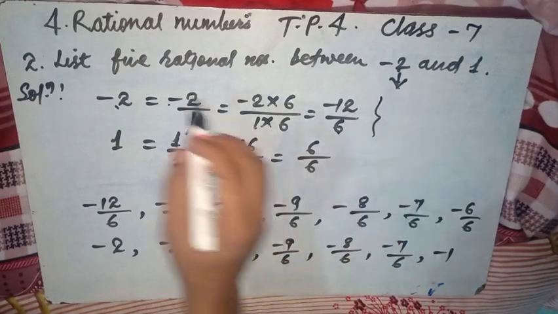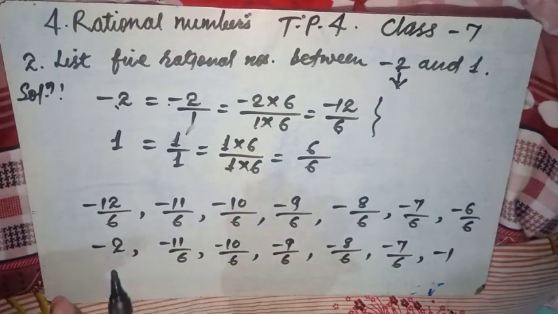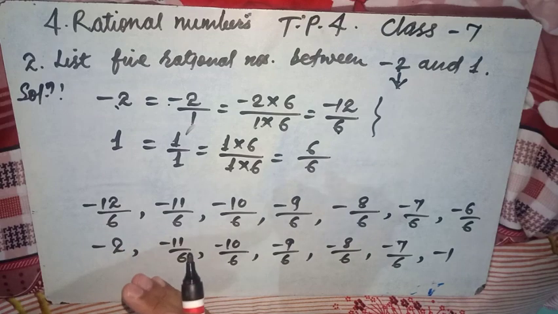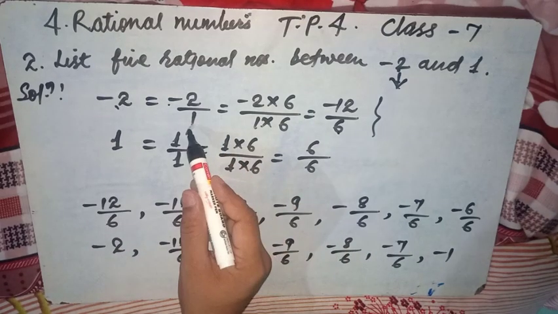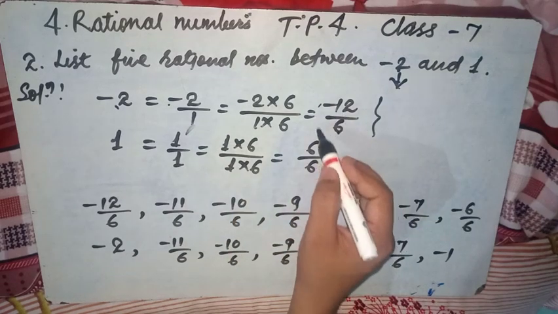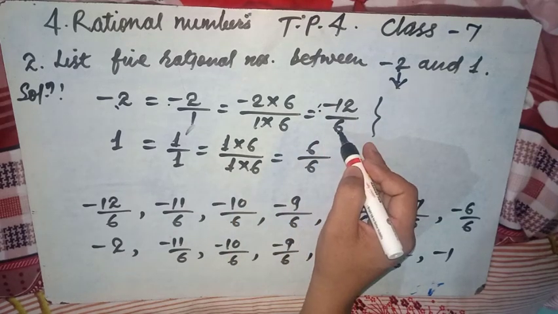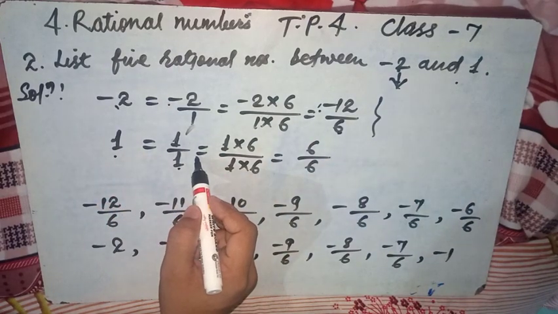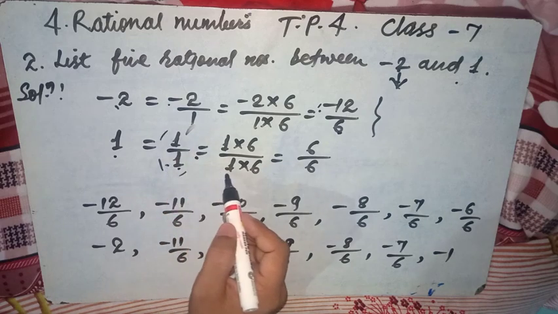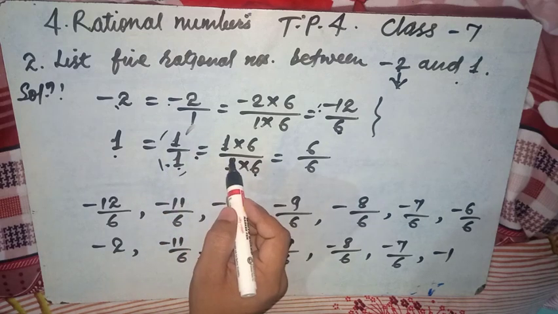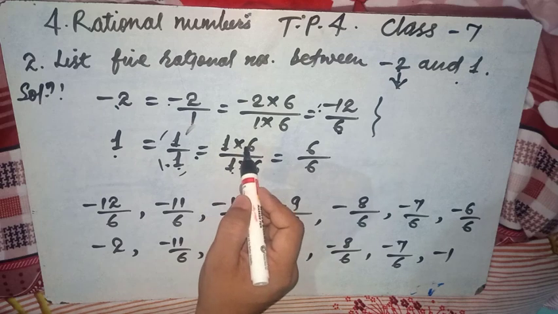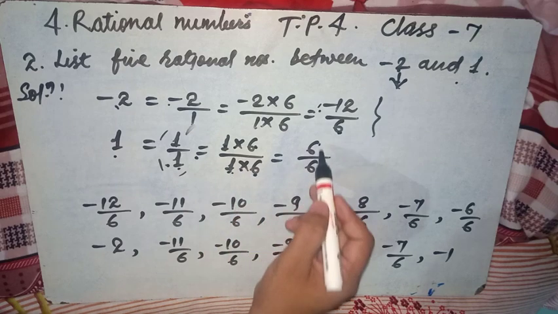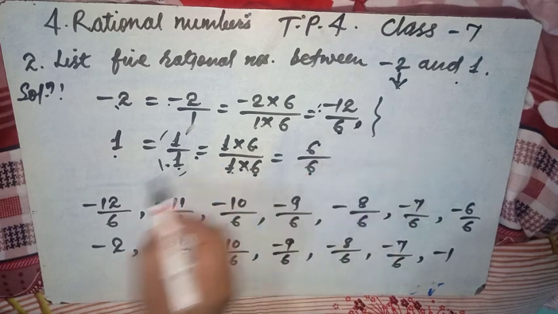Now suppose we find the 5 rational numbers. We have to multiply by 6 in numerator and denominator, so at last we got -12 by 6. Similarly, 1 can be written as 1 by 1. Now we have to make this rational number's denominator 6, which means multiplying numerator and denominator by 6. This is 6 by 6.